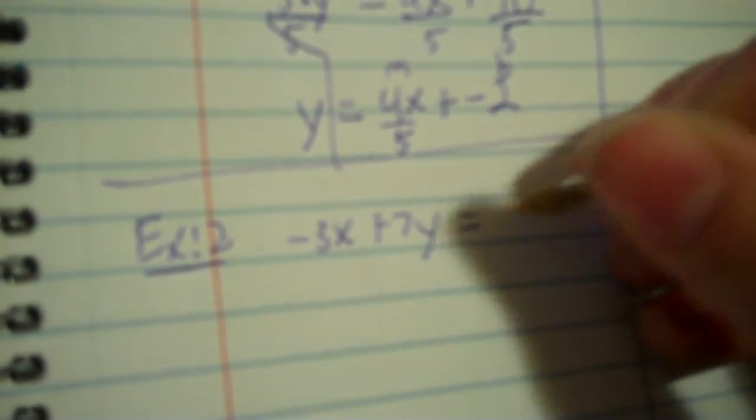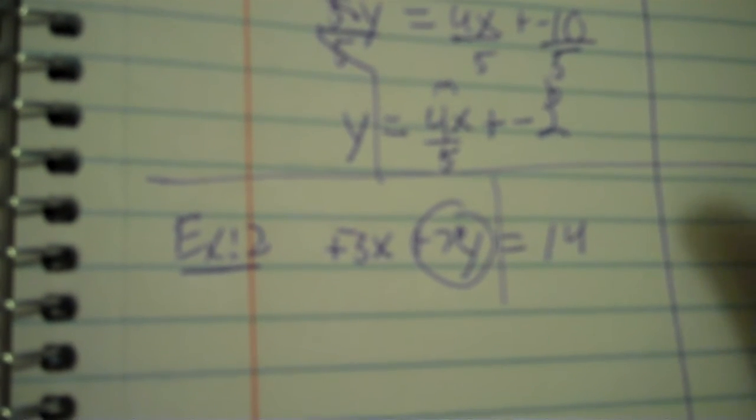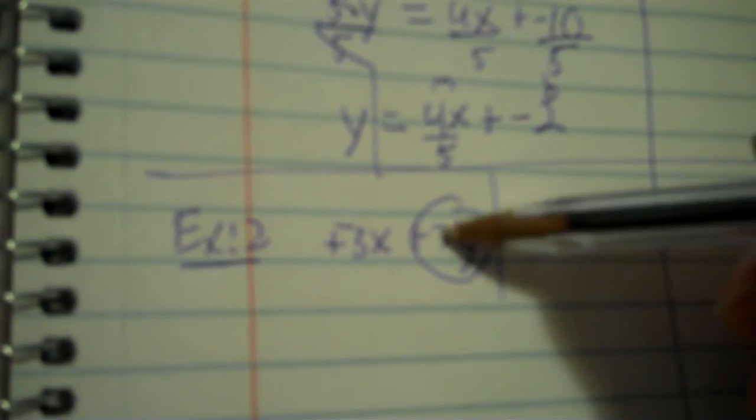Negative 3x plus 7y equals 14. Okay, so make a wall on the y side, dot and circle. If you want to make that plus negative, that's fine. That 7 is positive, so I don't need to change the signs. Okay, no sign change. Do not make them all opposite. You want that positive. It is.